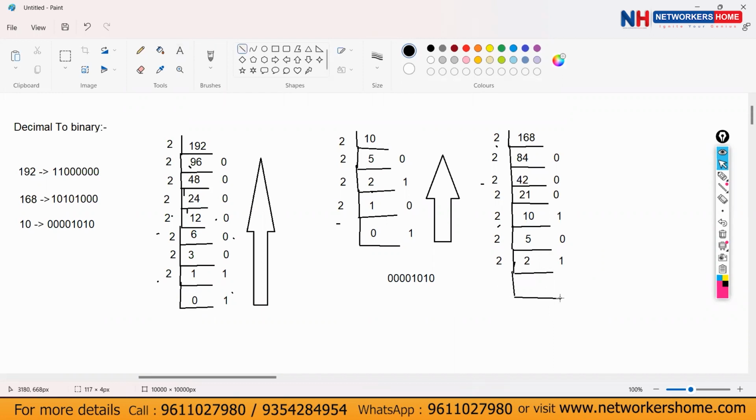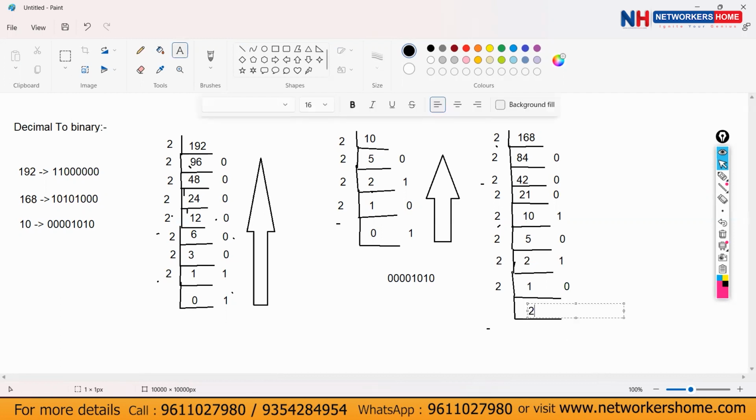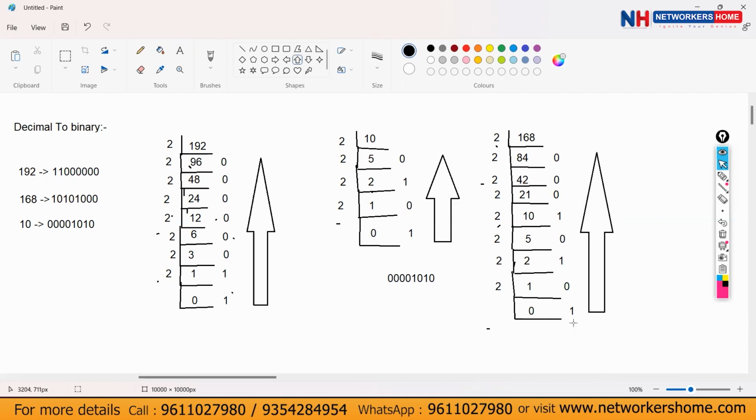Now 2 divided by 2. 1. Remainder 0. 1 again divided by 2. Quotient will be 0. Remainder will be 1. Check if you have got the answer. See from bottom to top. Look at the remainders from bottom to top. What is it? 10101000. Did we get the answer? 10101000. Okay.